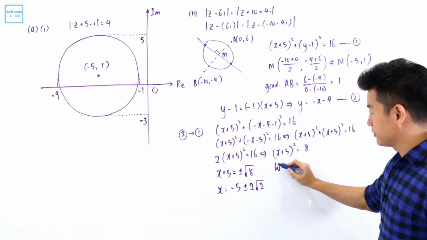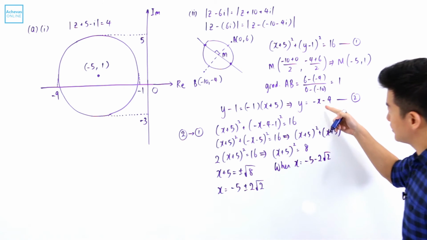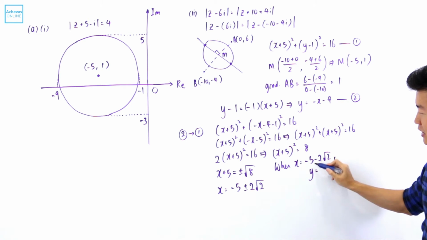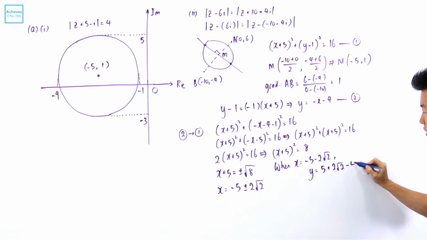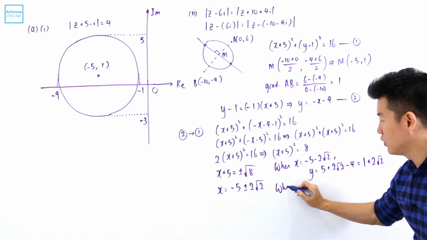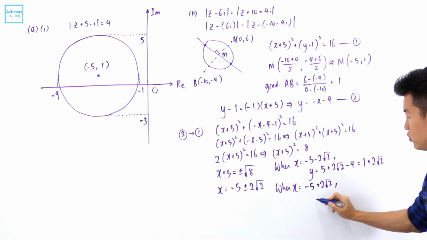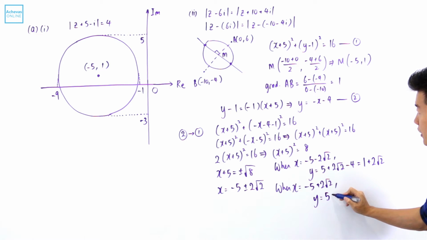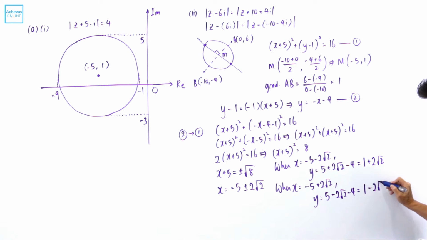I'm going to try to solve for the y coordinate. I'm going to substitute into here. Let's say when x is equal to minus 5 minus 2 square root of 2, substituting into here, I'm going to get y to be equal to, replacing x by this, 5 plus 2 square root of 2 minus 4. This is 1 plus 2 square root of 2. And when x is equal to minus 5 plus 2 square root of 2, y is going to be equal to, substituting into here, 5 minus 2 square root of 2 minus 4. It is 1 minus 2 square root of 2.